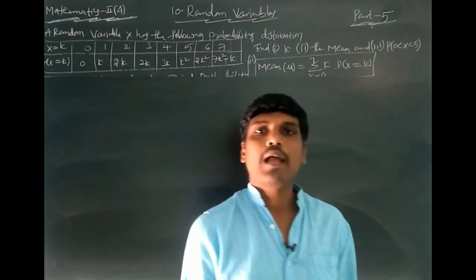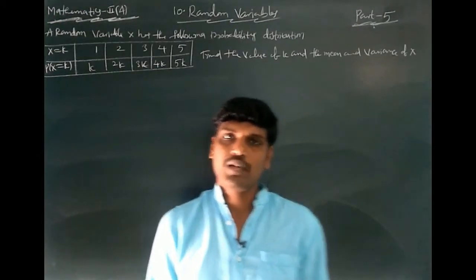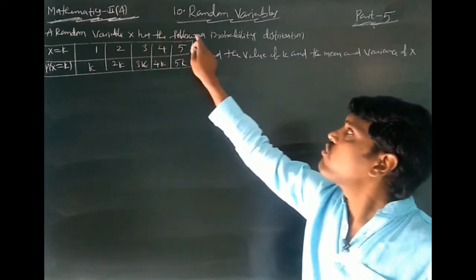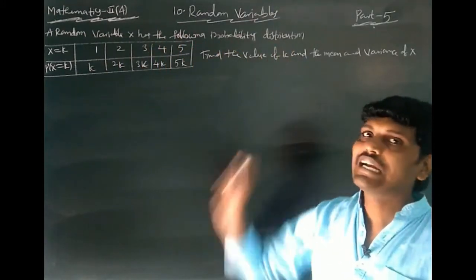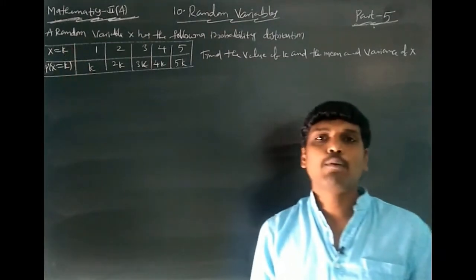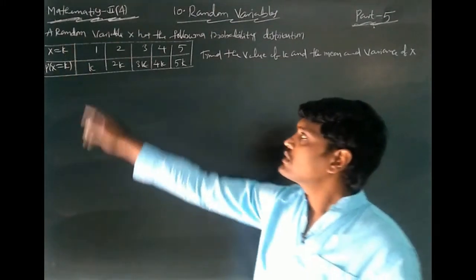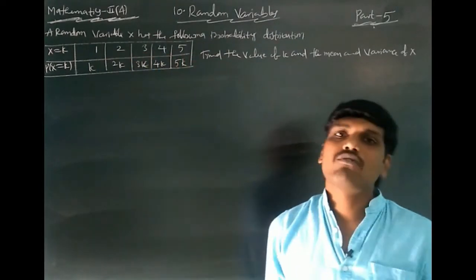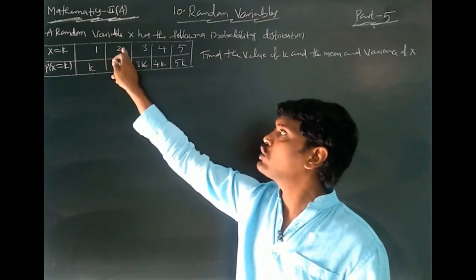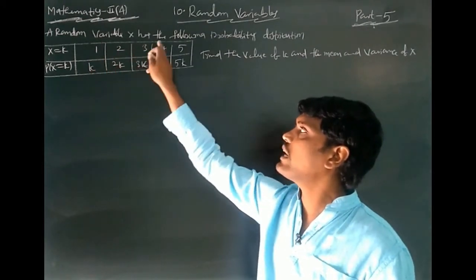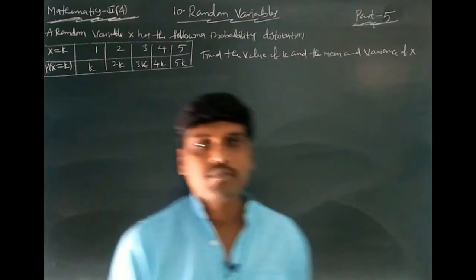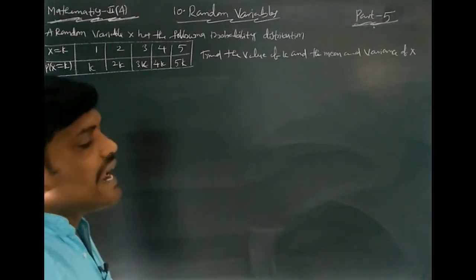Today's assignment problem or homework problem, previous problem model. A random variable x has the following probability distribution. Probability of x is equal to k is given. Suppose 1, 2, 3, 4, 5 are the x values. The probability of 1 is k, 2 is 2k, 3 is 3k, 4 is 4k, 5 is 5k. You can find the value of k and the mean and the variance of x.